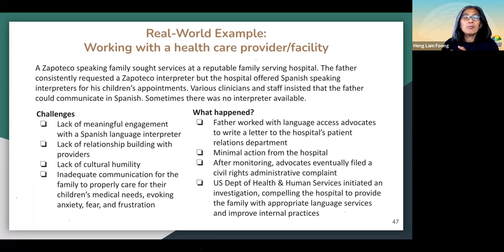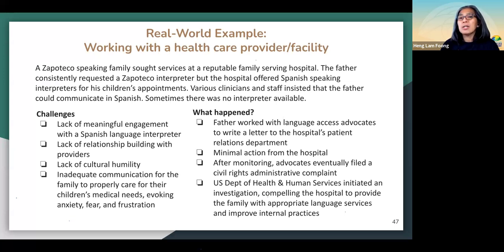And if the family does not know how to care for the children, it causes stress, anxiety, and fear. So what happened? Dad worked with some language access advocates to write a letter to the hospital's patient relations department, a simple letter indicating that he is concerned. This is a language that he speaks. He's not been receiving interpreters in the language. Unfortunately, the hospital took very minimal action.